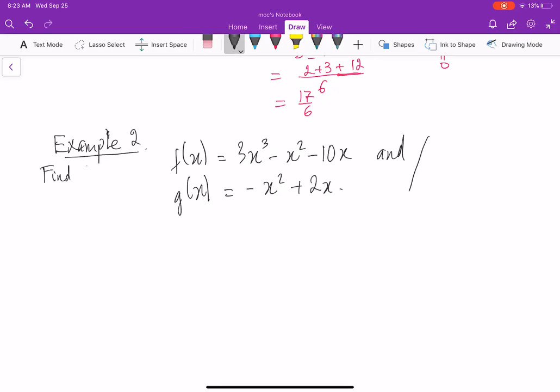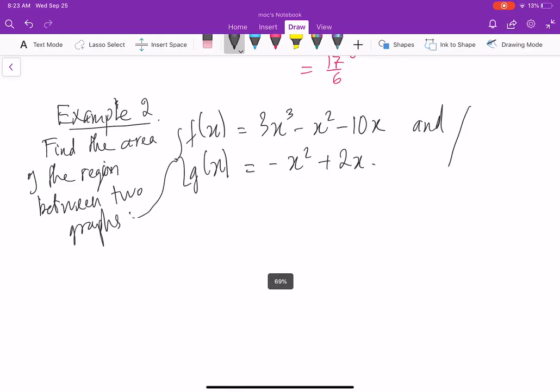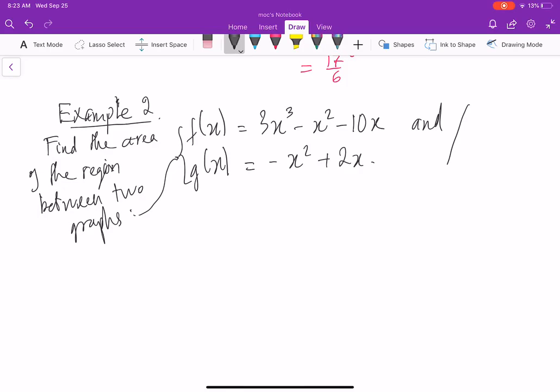Okay, let me write from here. Let's find the area of the region between the two graphs of these functions. Okay, so make sure everything is clear. All right, so the first thing we need to do is to find the intersections of these graphs.